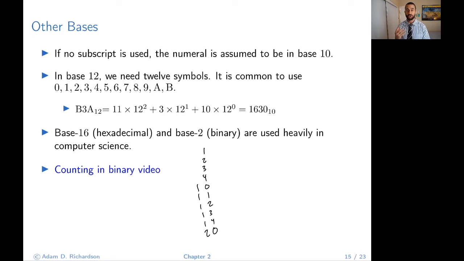2, 0 is the quantity 10 written in base 5 because we're saying you've got two groups of 5 and 0 ones left over. Let's keep going, shall we? So, okay, two groups of 5 and then 1 left over. 2, 2, 2, 3, 2, 4.